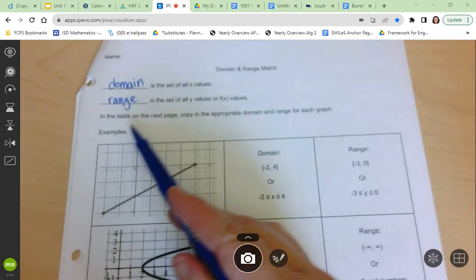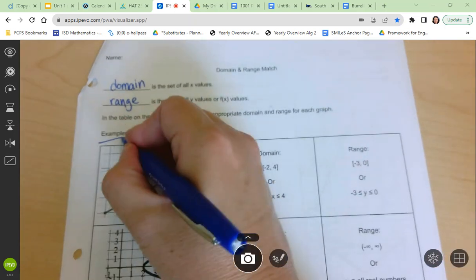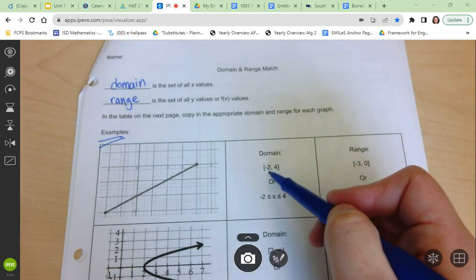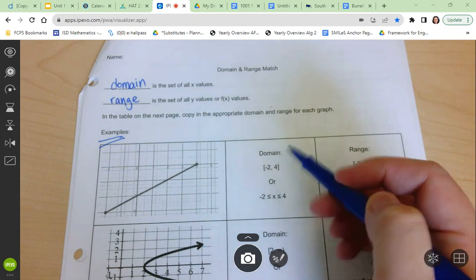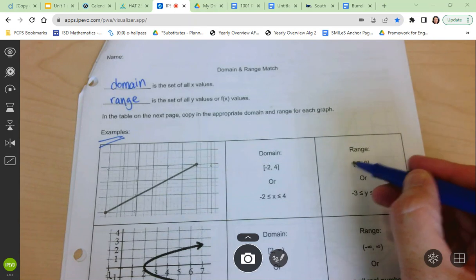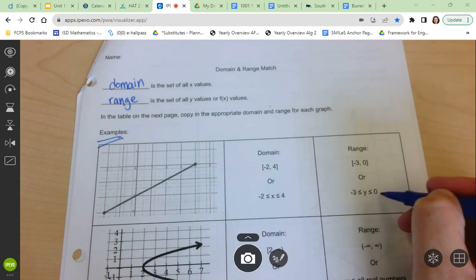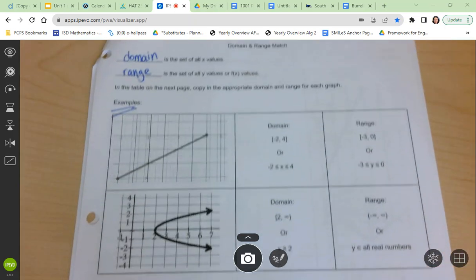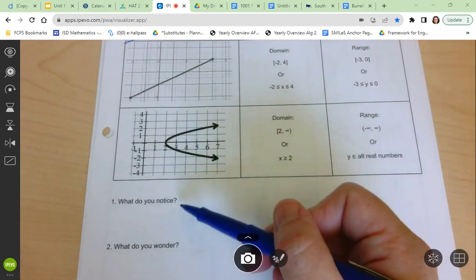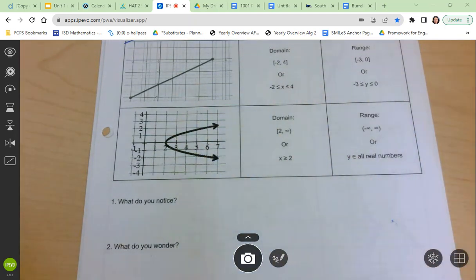It says in the table on the next page, copy the appropriate domain and range for each graph. So these are just examples. There are no problems to do right here. It says that the domain here is negative 2 comma 4, or negative 2 less than or equal to x less than or equal to 4. The range is negative 3 comma 0, or negative 3 less than or equal to y less than or equal to 0. I would like you, and you and your group can write the same thing or different things, it doesn't matter, but I want you to write a sentence about something that you notice, and then something that you wonder about domain and range by looking at these examples.